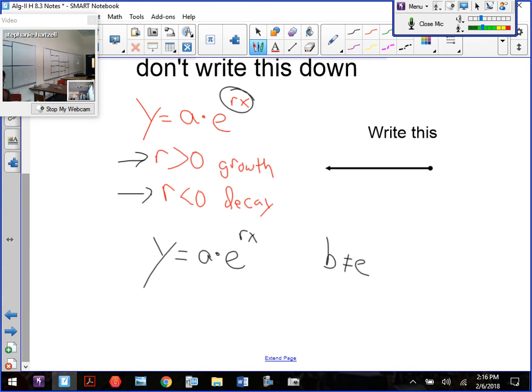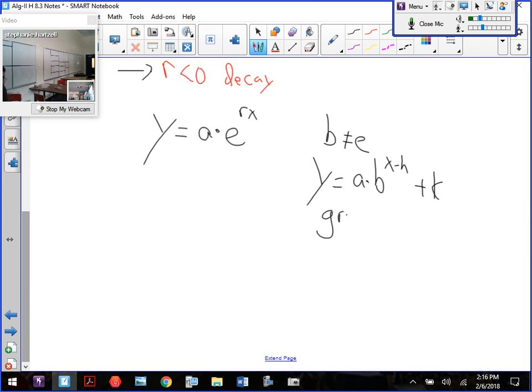So the value of b, when we were talking about growth and decay earlier, is that when we had y equals A times b to the x minus h plus k, it was growth when b was greater than 1. It was decay when it was between 0 and 1. Whereas now it's the rate value. If the rate is negative, it makes a fractional amount, which gives you 1 over e, which becomes between 0 and 1. Does that make sense? Yes, sir.